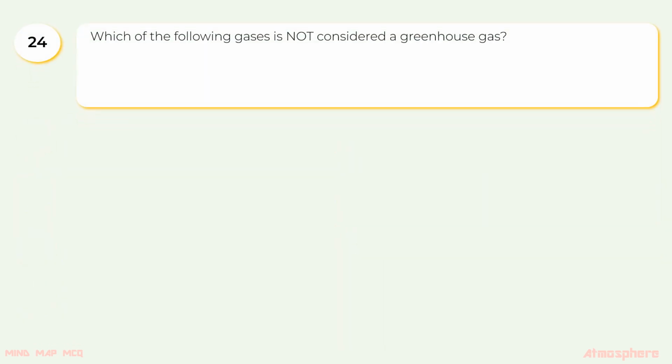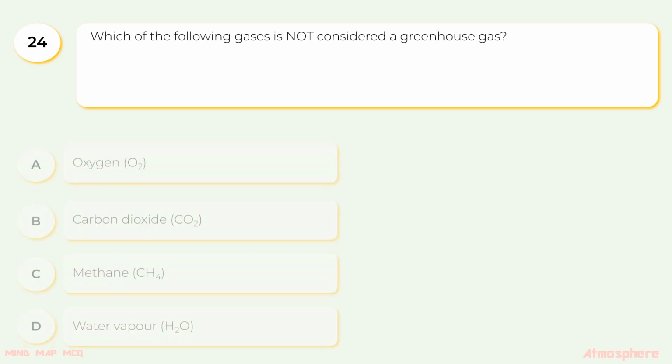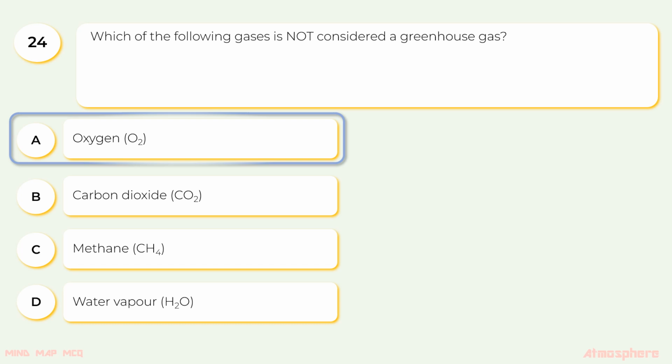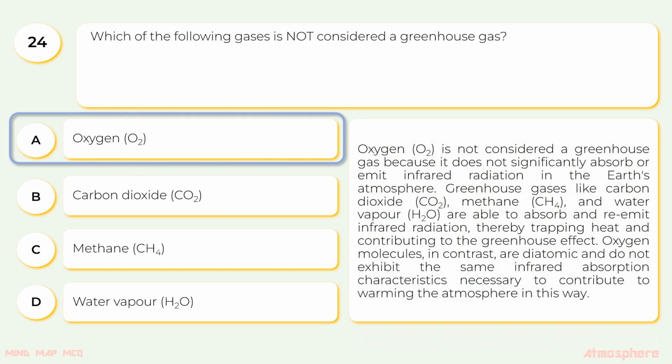24. Which of the following gases is not considered a greenhouse gas? Options are A. Oxygen, B. Carbon dioxide, C. Methane, D. Water vapor. The correct option is A. Oxygen. Oxygen is not considered a greenhouse gas because it does not significantly absorb or emit infrared radiation in the Earth's atmosphere.